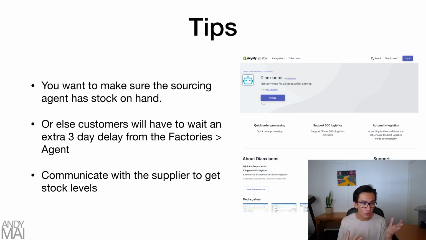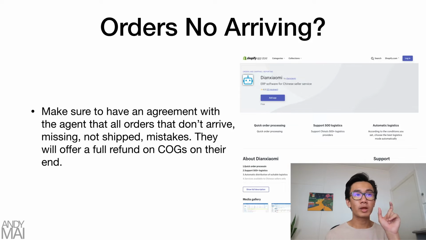And definitely you want to communicate with your supplier at all times to get stock levels, to make sure that every time stock levels go low, you can send them more money to order another batch of stock. And you could also get your agent to do quality checking as well. Be like, hey, make sure you quality check all the units you order. And a very important tip I want to give to you, a lot of people might ask, what do you do when the orders don't arrive when you're working with an agent?